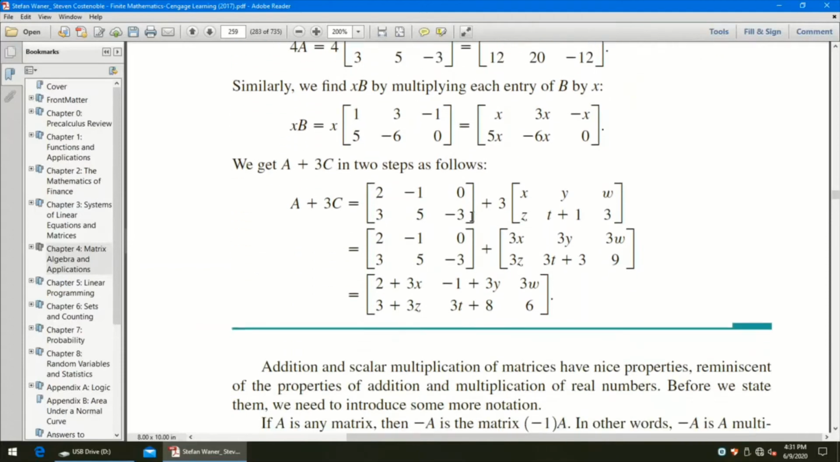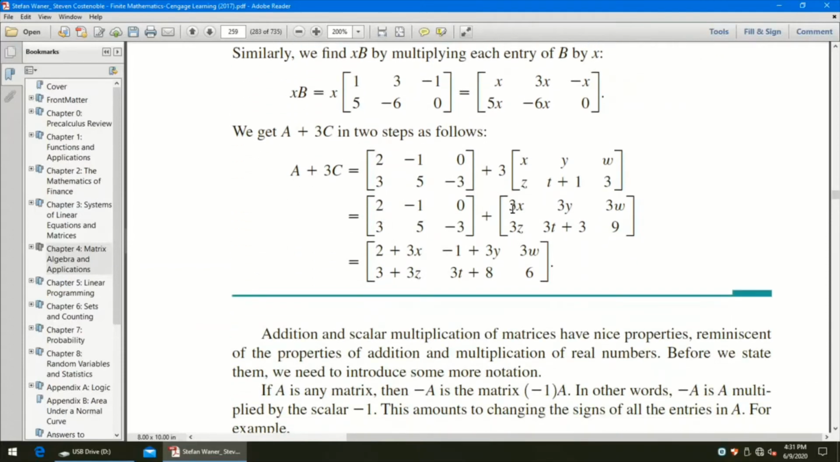Now, very simple: 2 plus 3x, minus 1 plus 3y, and 0 plus 3w. So it's just 3w. And then we have 3 plus 3z, 5 into 3t is 15t plus 15. Oh, sorry, this is addition. So it's 3t plus 8.